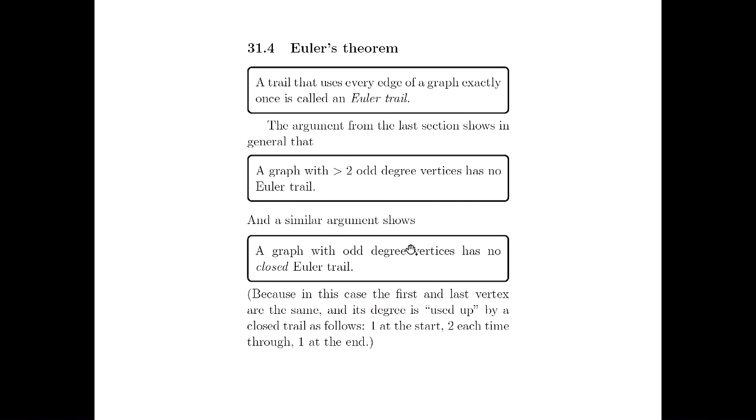And if you're looking for a closed Euler trail, so if in addition you want this walk to begin and end in the same place, then you can't have any odd degree vertices at all. Because then even your first and last vertex has to have even degree, because you go out and then perhaps in and out some number of times, and in total that's even. Make sense? So a graph with any odd degree vertices has no closed Euler trail. Questions on that?